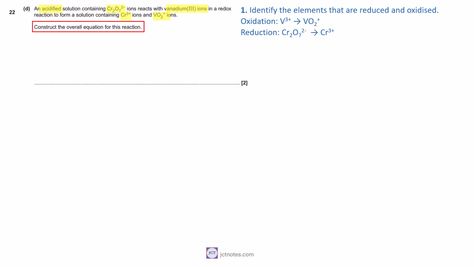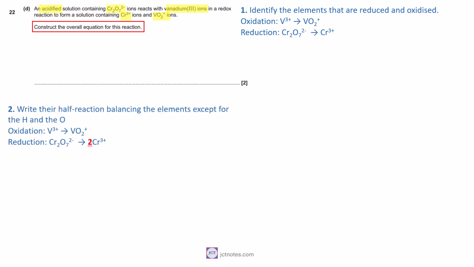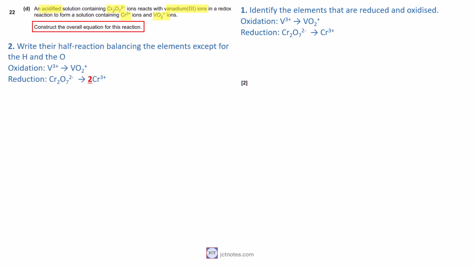I use half equations. We start by identifying the elements that are reduced and oxidized. In the oxidation, we have that the vanadium-3 is oxidized to vanadium. In the reduction, the dichromate is reduced to chromium-3. In the next step, we write their half reactions balancing the elements except for the hydrogen and the oxygen. We only need to add 2 to the chromium-3 in the reduction.